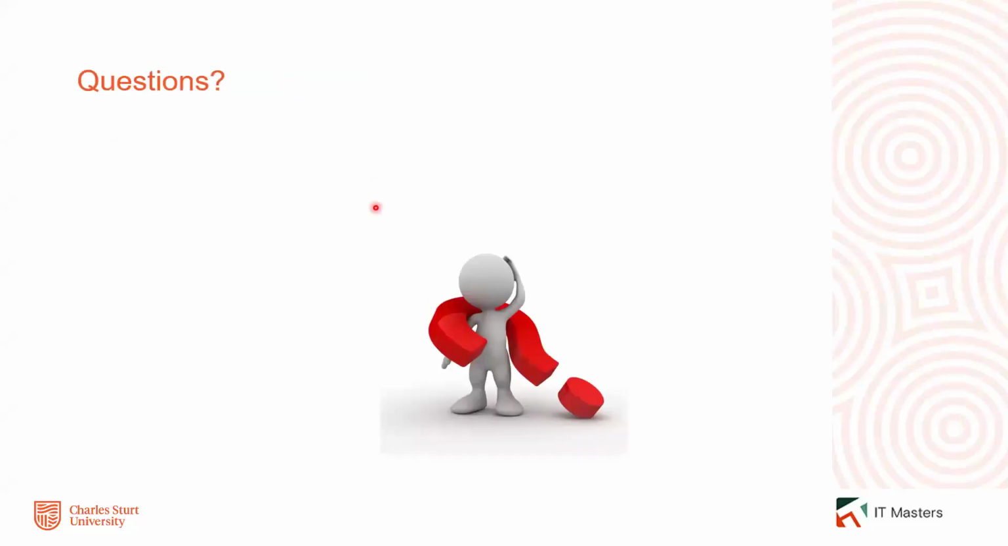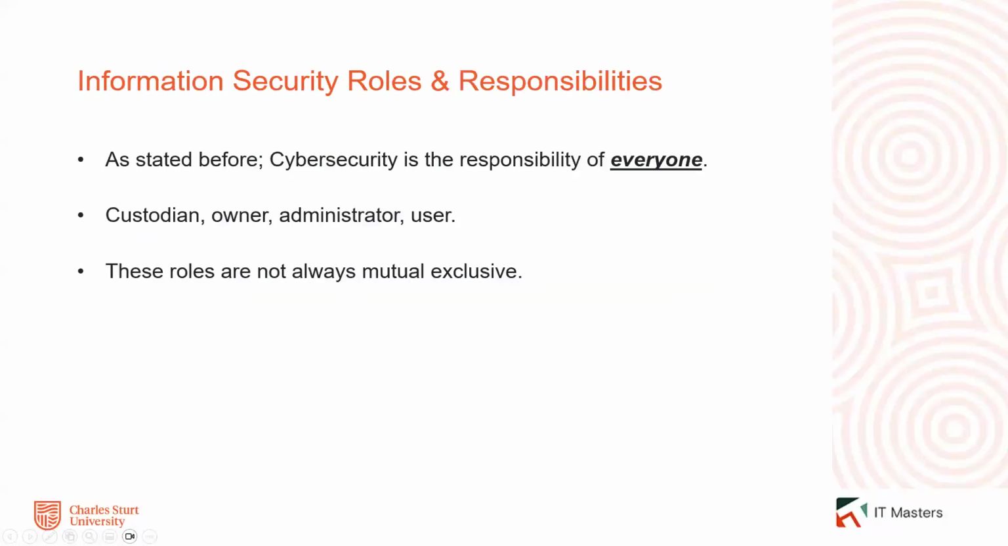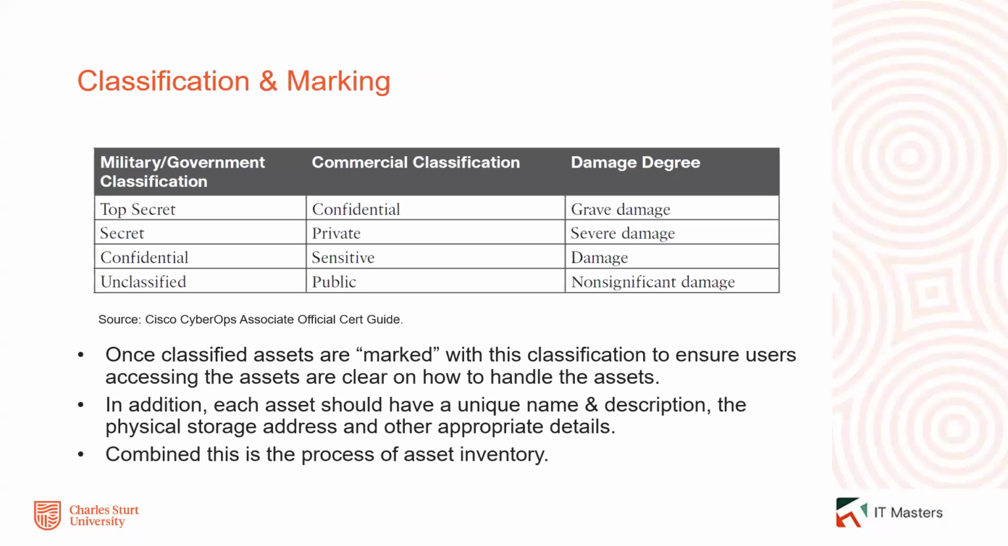All right, so I see there are some questions, so let's go back and have a look at them. The first one is related to these classification models. So how do we clearly differentiate between government confidential and commercial confidential? And the answer is that we don't use both models at the same time. We use one or the other.